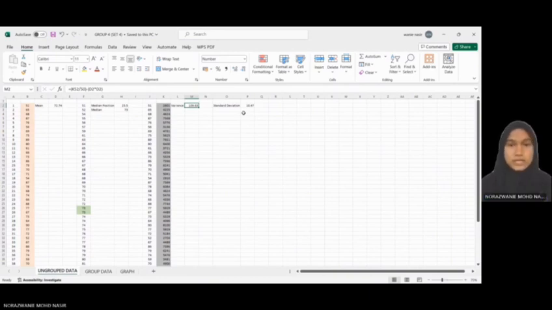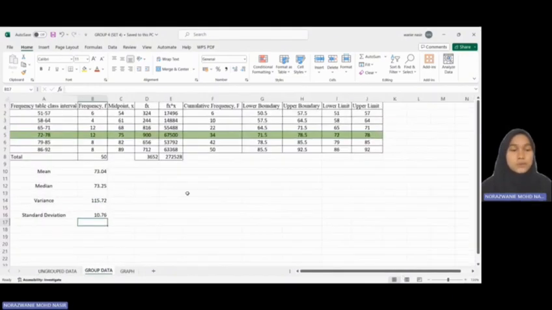For standard deviation, you just need to put the square root and put the variance number. You will get the standard deviation. So next we are going to group the data. We need to make a frequency table of 6 classes. So now we are going to make a frequency table of 6 classes.